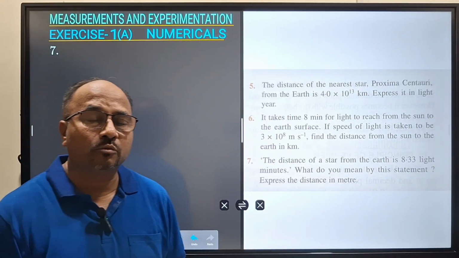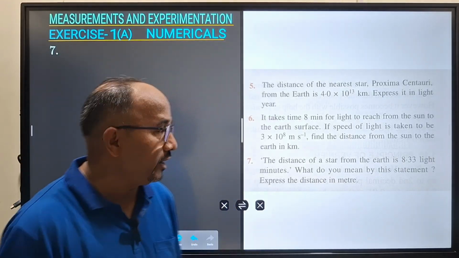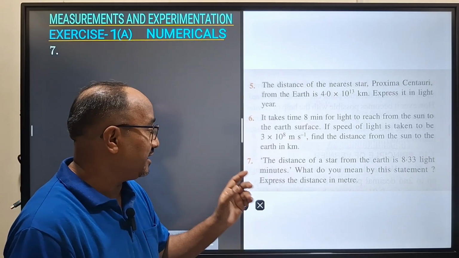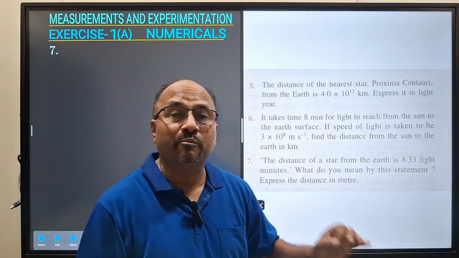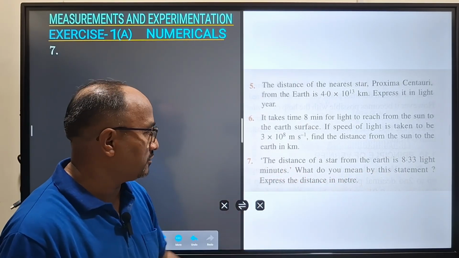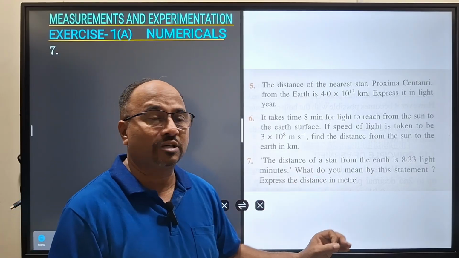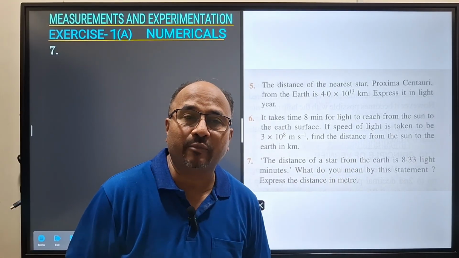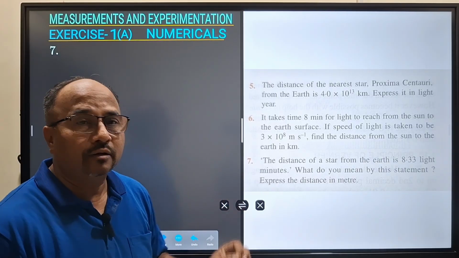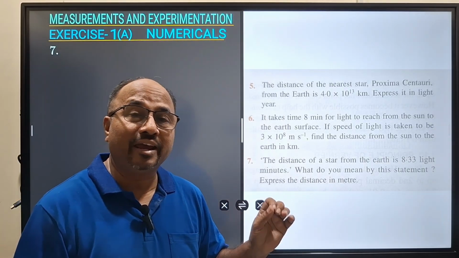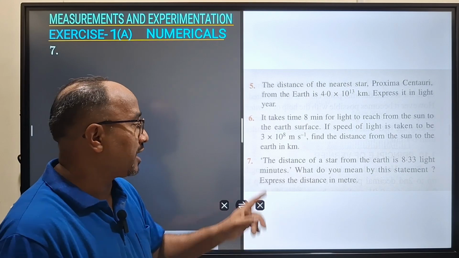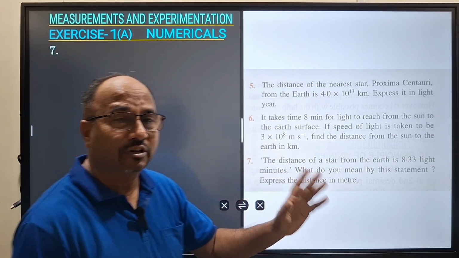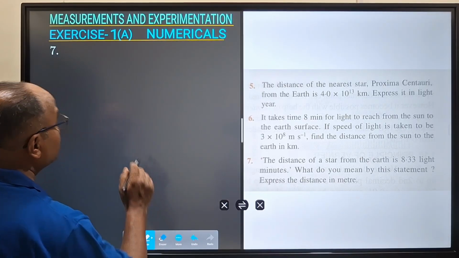Now coming to the last numerical of this exercise 1A, it says the distance of a star from the earth is 8.33 light minutes. What do you mean by this statement? So we have to tell the meaning of this statement, and then we have to express this distance in terms of meter. So first of all, what does this statement mean? The statement means that light will take 8.33 minutes to travel from that star to the earth. So this is the meaning of it. So let us write that first.